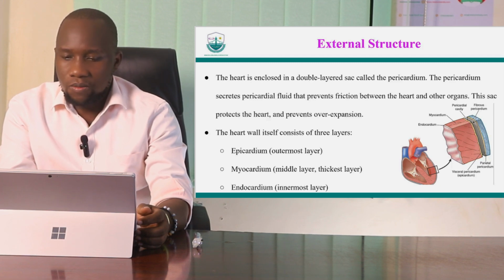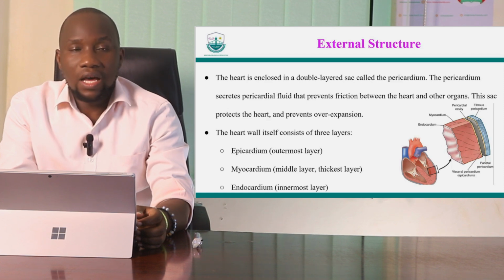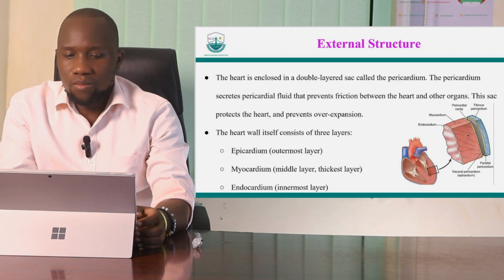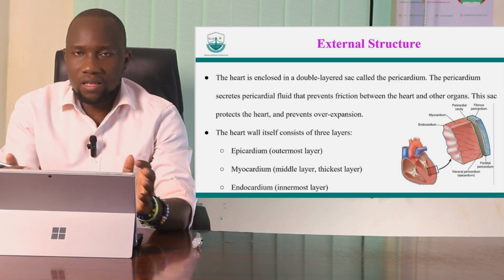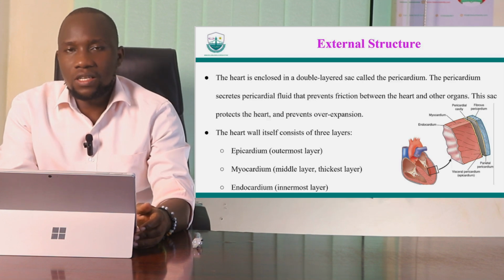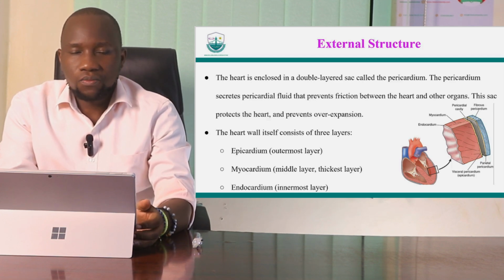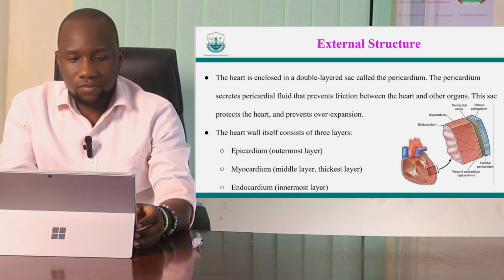In between these layers, we have a space called the pericardial cavity, and in this space there is a fluid called the pericardial fluid. This fluid enables the heart to move smoothly in relation to other organs. Otherwise, there could be friction if this fluid is not there. So the pericardial fluid prevents friction between the heart and the other organs.